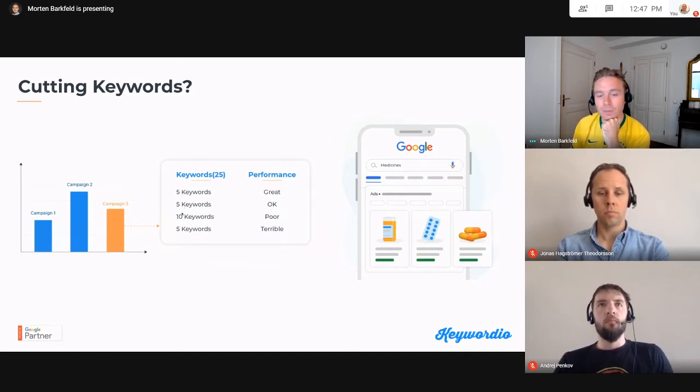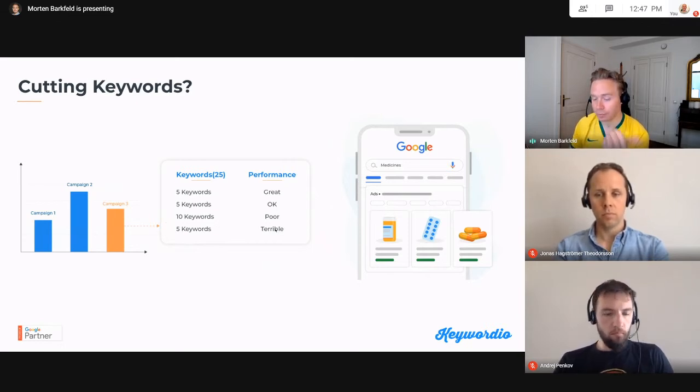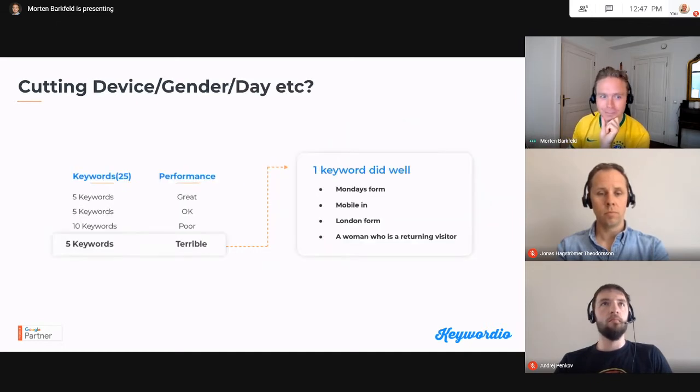So let's say, okay, but then maybe you should actually not cut these 5 keywords. But these 5 keywords could actually not help you grow your revenue, right? They are a big cost factor, but they are not contributing that much to the revenue. But again, let's take it one step further. These 5 keywords, they were all terrible.